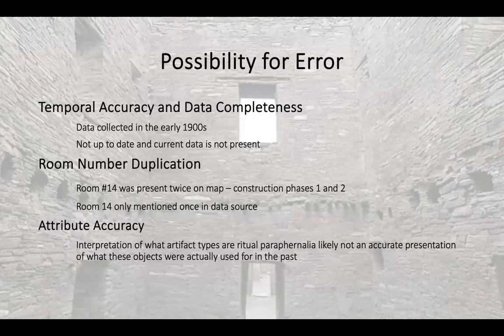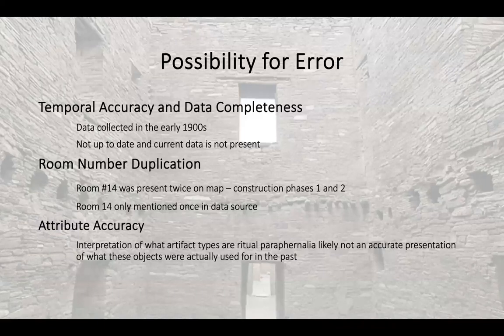And I did just want to hit on the possibility for error with this project. I think there's 100% a possibility and presence of error within my data set. The first is the presence of error involving temporal accuracy and data completeness. This data was collected in the early 1900s, and a lot more accurate and modern excavations have been completed since then. And this data is not at all up to date, and the current known data is not present within this, just based off of the sources that I was able to go off of.